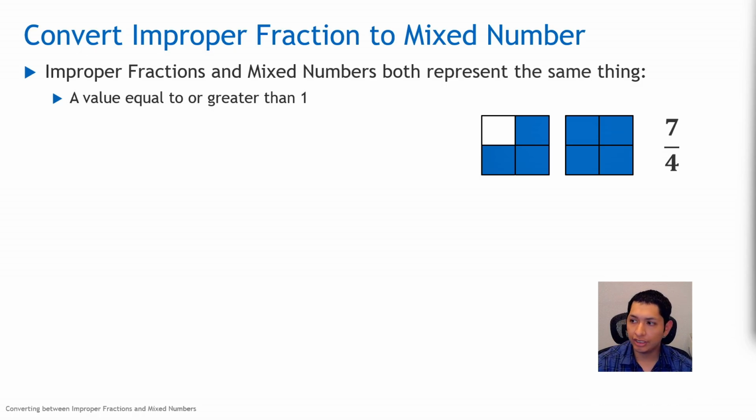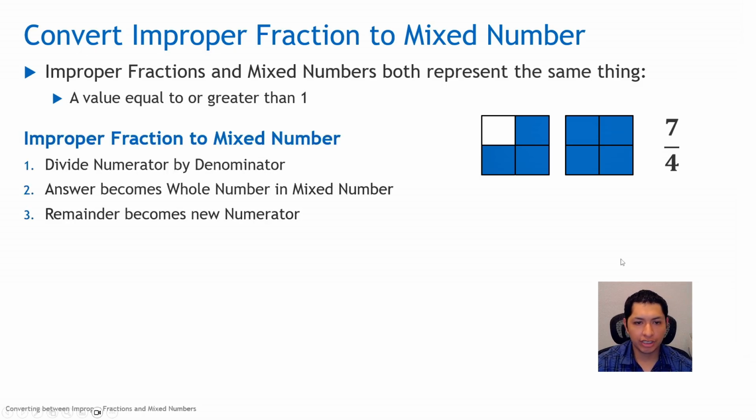As you see here in the picture, we have 2 squares, each cut up into 4 pieces, and 7 of those pieces are shaded in. The numerator is the number of pieces that are shaded in, and the denominator is how many pieces make up one of those shapes.